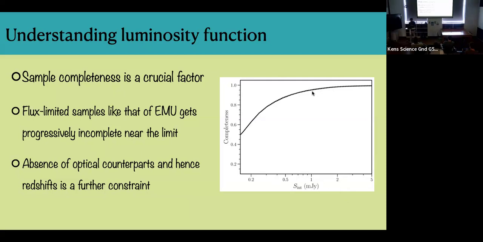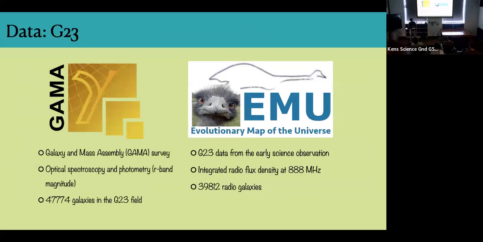But if you're using the entire sample here, the 1 by V max technique that I mentioned takes care of the completeness thing. There are ways to do it. So if that's done, this is not a worry. But since we are dealing with luminosities here, especially for radio galaxies, we won't have optical counterparts for all of the radio galaxies in our sample. So the absence of optical counterparts and hence that of redshift is a huge constraint when it comes to calculating luminosities and hence deriving luminosity functions.